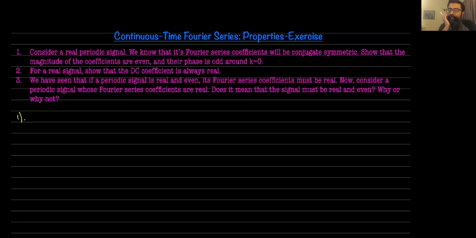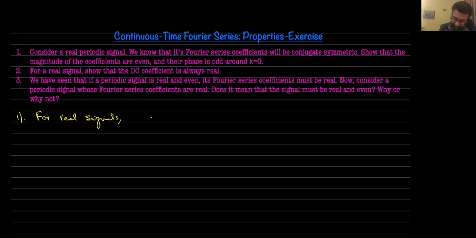So who's going to help me here? What you're saying is, if the signal is real, we need to show that the magnitude of the coefficients is even and the phase is odd around k equals 0. What about the integration of a of k? Yes, but you don't need to do it over and over again. We have a result already. So we know that for real signals, what condition do the Fourier series coefficients need to satisfy? You can type it in the chat window or unmute your mic and speak up. Good. Tanzeel says if the signal is real, the Fourier series coefficients need to be conjugate symmetric.